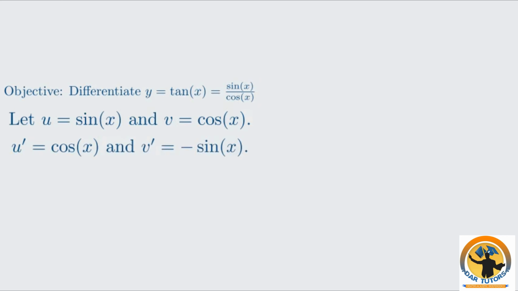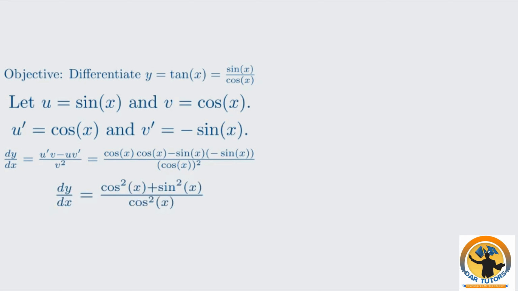We can use the quotient rule. We know that tan x is sin x divided by cos x. Let u equal sin x and v equal cos x. Then u prime is cos x and v prime is negative sin x. Applying the quotient rule, u prime v minus u v prime all over v squared, we get cos x times cos x minus sin x times negative sin x all over cos squared x.